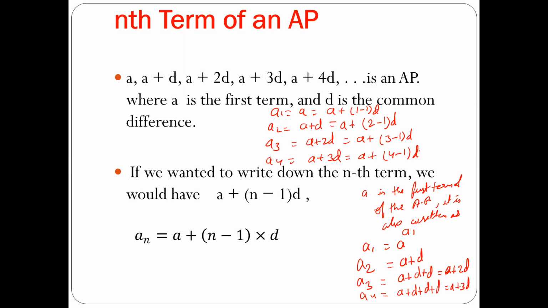Here for n: if n is equal to 1, the expression is 1 minus 1 into D. If n is equal to 2, it is 2 minus 1 into D. If n is equal to 3, then A plus 3 minus 1 into D. Here n is 4, so A plus 4 minus 1 into D.